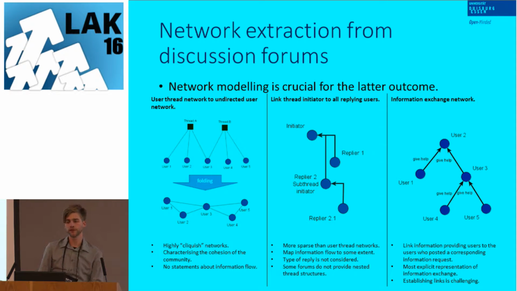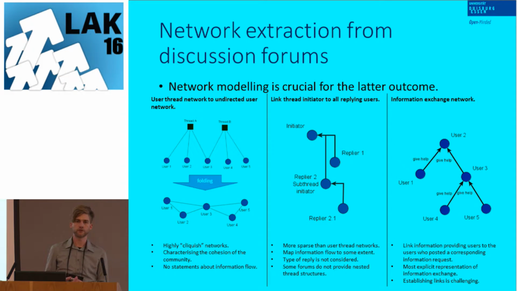There are several ways we can derive a social network from a discussion forum. The easiest solution would be just to link users who participate in the same discussion threads. This usually results in highly cliquish networks, since all users that participate in the same discussion thread form a clique in the network. It can be used to characterize the cohesion of the community, but it does not allow any statements about information exchange. A second possibility would be to identify the initiators of the discussion thread and link all the replying users to the initiating user.